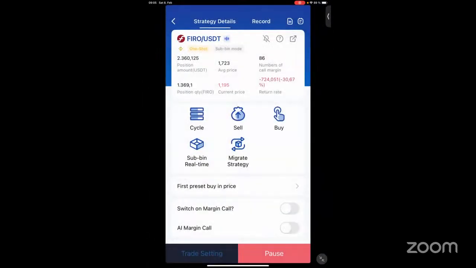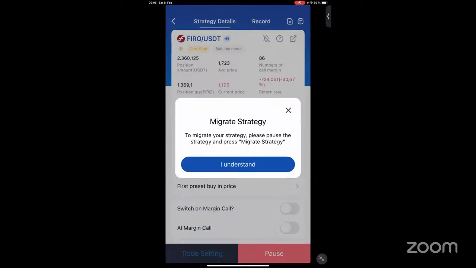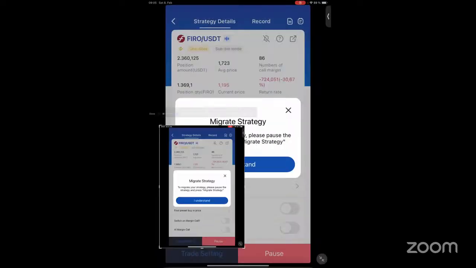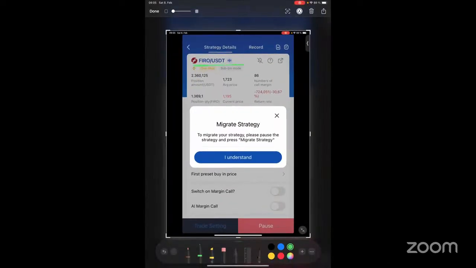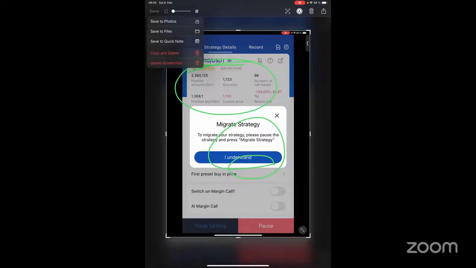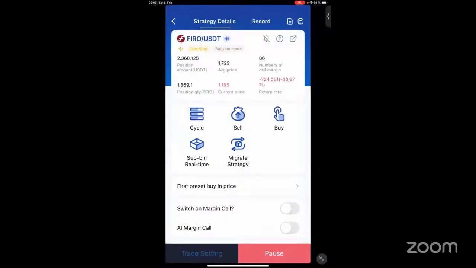Then the migrate strategy, you use this button if they are delisting Firo from Binance and it's already on another exchange. If I move the coin from my exchange A to exchange B, I have to do the same on Royalq so that it can actually continue with the trade over there for me. Okay, so that is the migrate strategy.